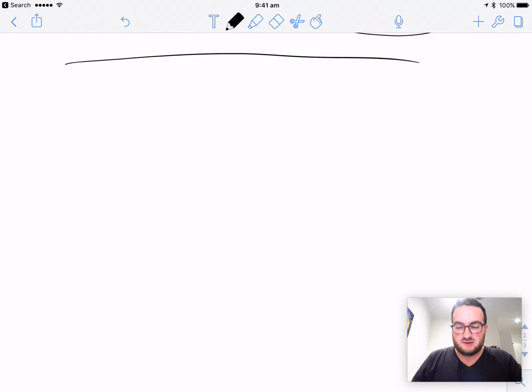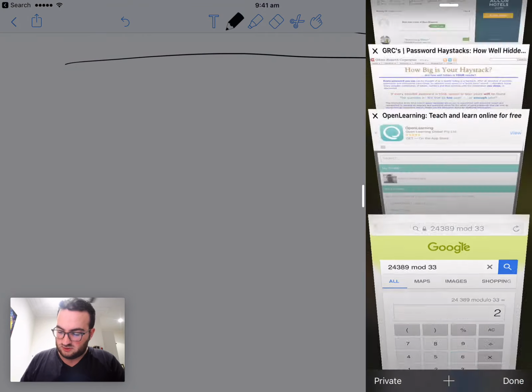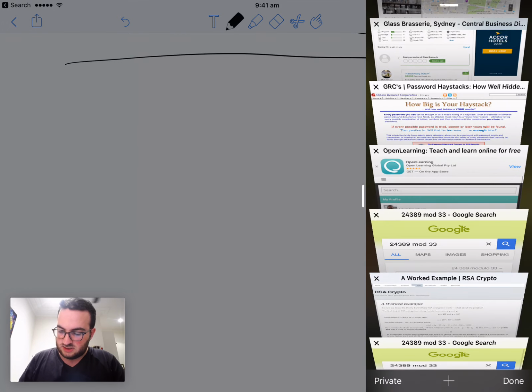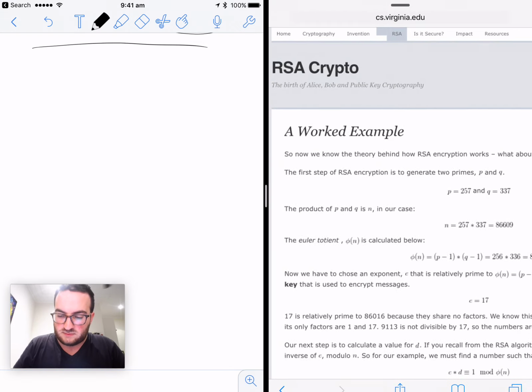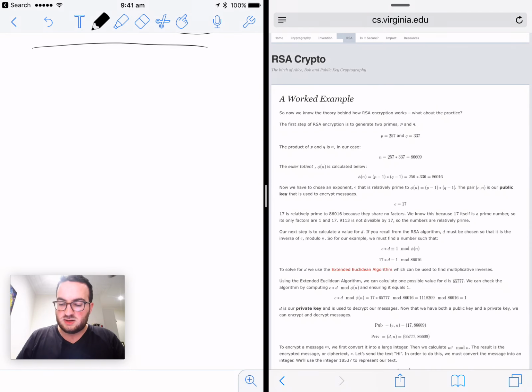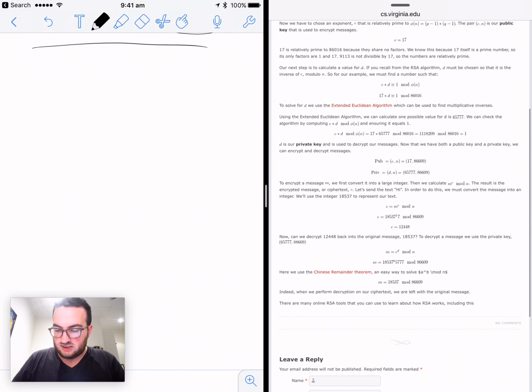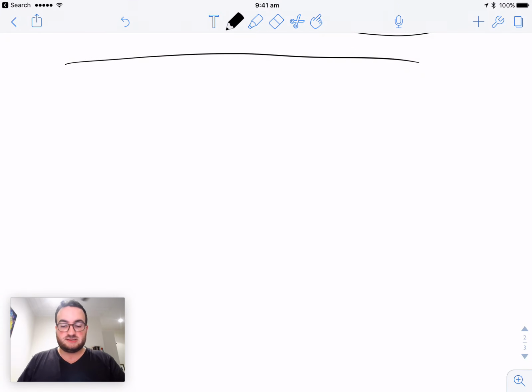You can do it. I always recommend following along with a little tutorial. There's one I will recommend, which is this one here. You can find it by Googling RSA Crypto Worked Example, and the CS Virginia website will come up. It's a really good one, and they step through all the maths. Follow along. Wikipedia is fine as well. But let's step through the problem.